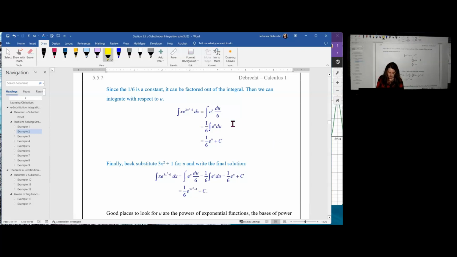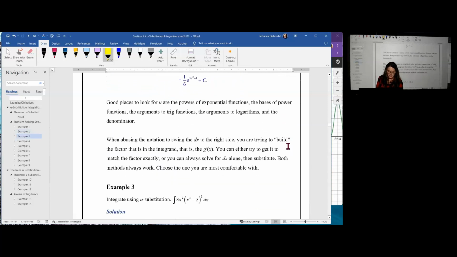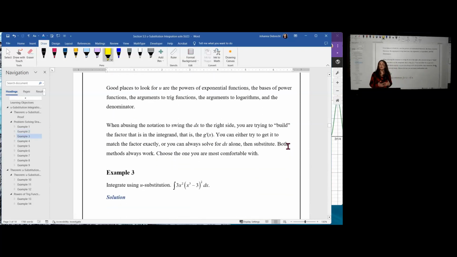Let's talk about good places to find u. This is very similar to what you were doing when you learned to apply the chain rule. So you're going to look for the same places. Powers of exponential functions, as in the previous problem. The base of something raised to a constant power, as in the first problem. Sine of theta was raised to the 10th power. It could be the argument to a trig function, or the argument to a natural log function. There are occasions when it turns out to be the denominator of a fraction. These are all good places to find u.